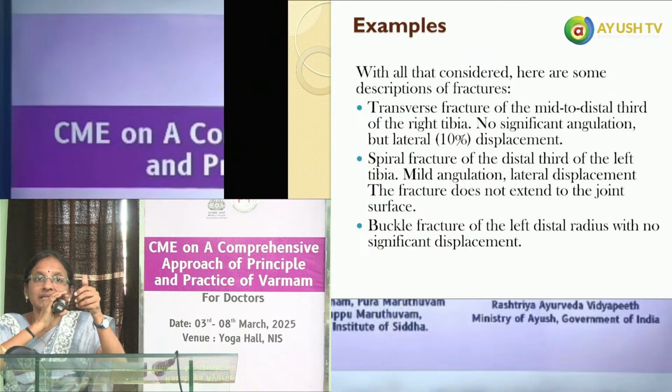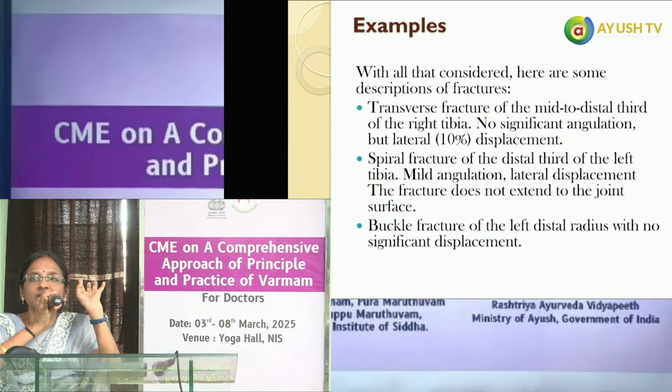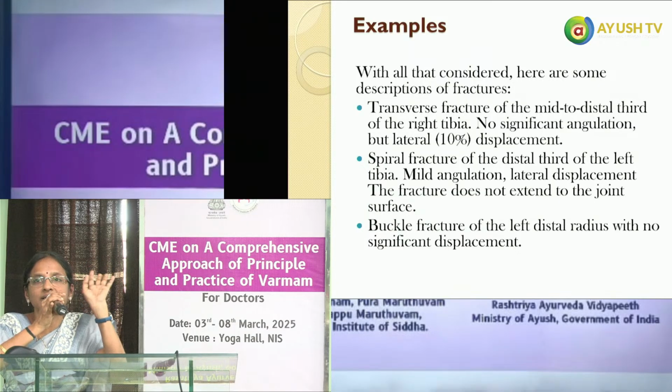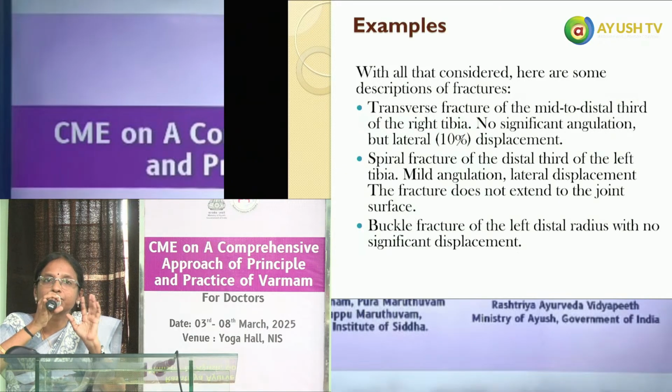Buckle fracture. The two ends will be locked, driven into each other. That kind of fracture in the left distal radius with no significant displacement. So it means the two segments are aligned, they are in the same line. So these are the terminologies that we will have to remember while describing or interpreting any imaging modality that gives us information about the fracture.